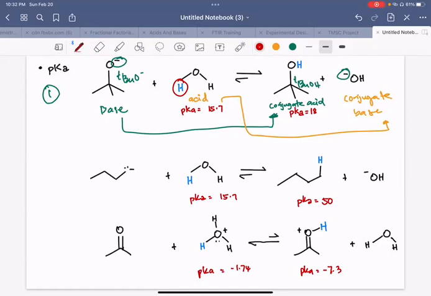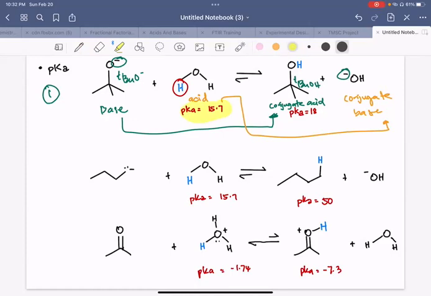So, since we know the pKa value of water, which is 15.7, and this is from literature actually, and the pKa value of tertiary butyl alcohol is 18. As mentioned earlier, the lower the pKa, the more acidic the compound is. So, which one here is more acidic? Of course, water, because it has lower pKa.